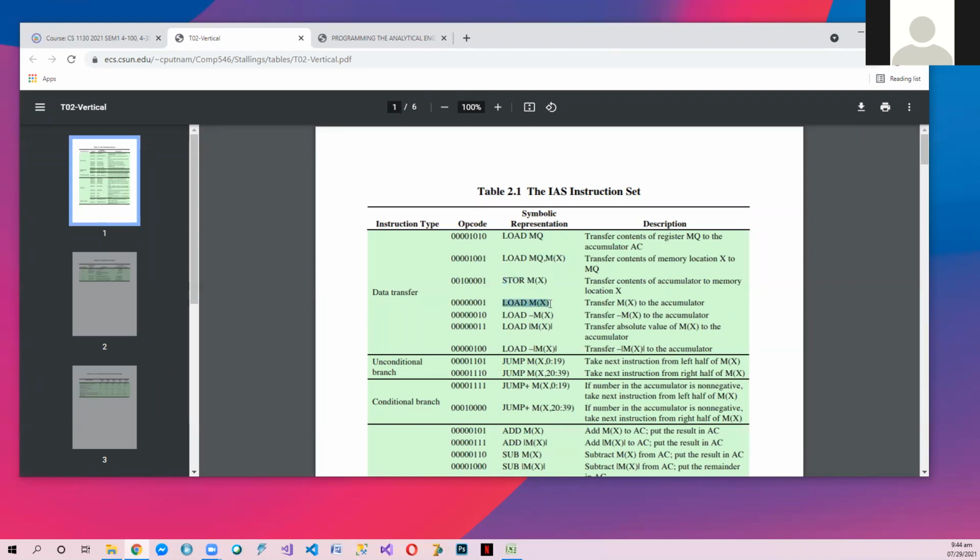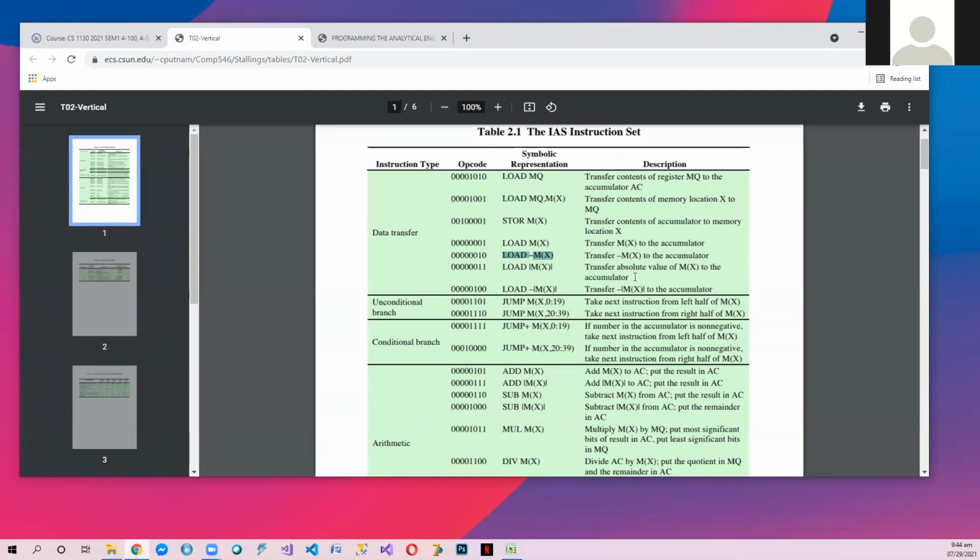And we have load mx. This is the normal load, because it loads to the accumulator. Load negative mx, which loads the negative of the location m of x to the accumulator. We also have load absolute, which removes whatever sign is in m of x. Mx is a location in memory, x is an address. Load minus absolute x, which means whatever m of x is, it's converted to negative. We'll use this in our program.